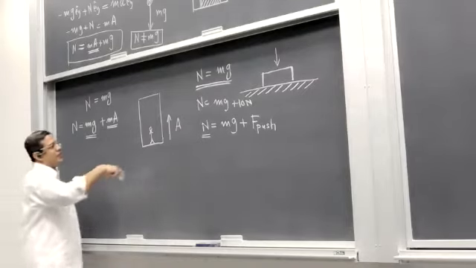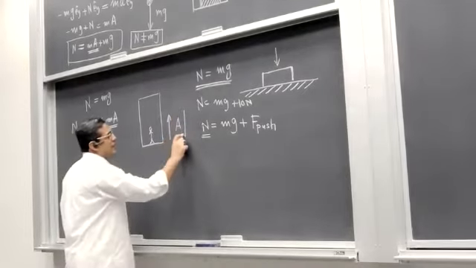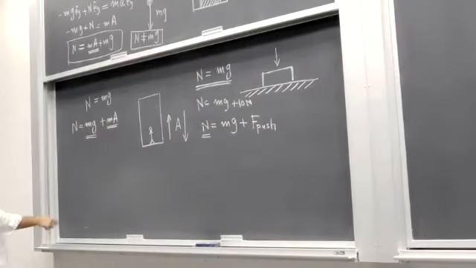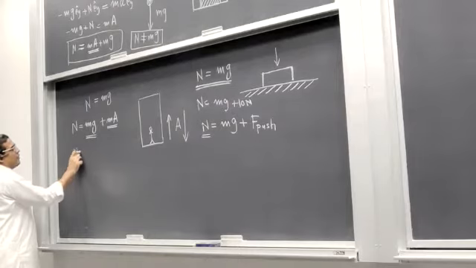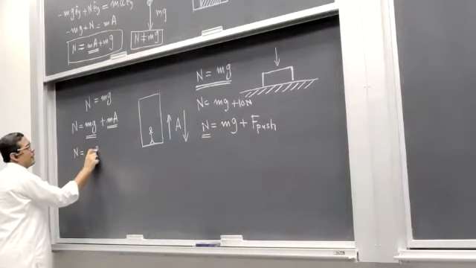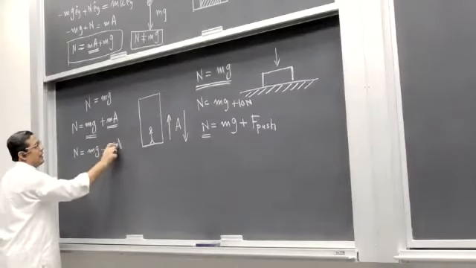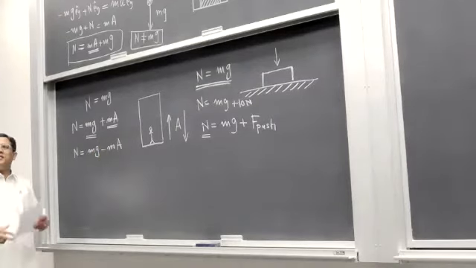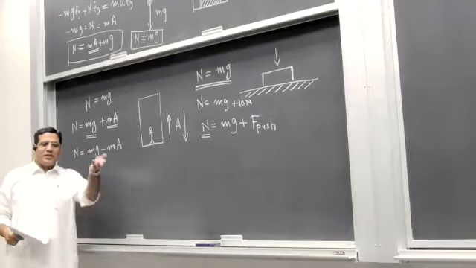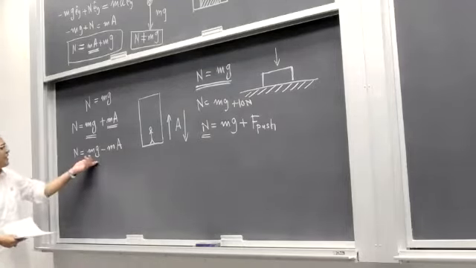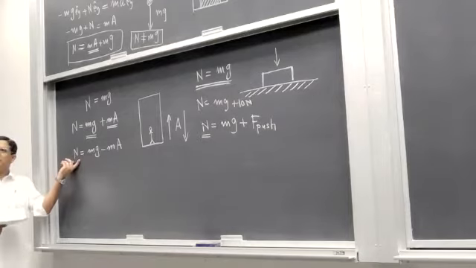Now consider the opposite situation. Let's say now the elevator is descending and is accelerating downwards. The normal force would be mg minus ma. And when an elevator accelerates downwards, you feel a little lighter. Your weight hasn't changed. It's the normal force which has changed.